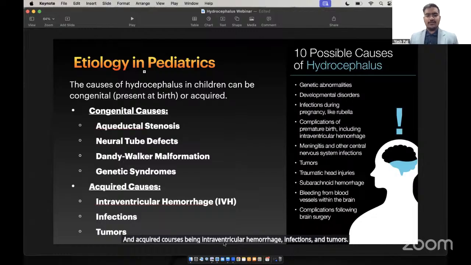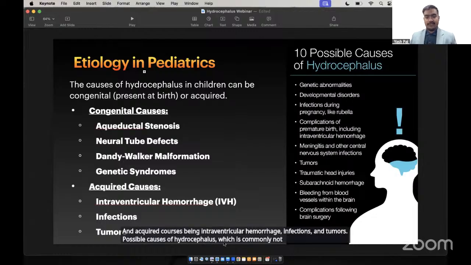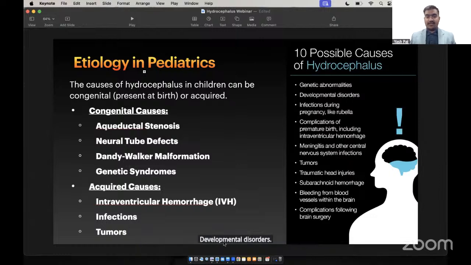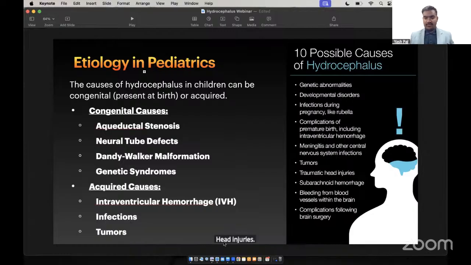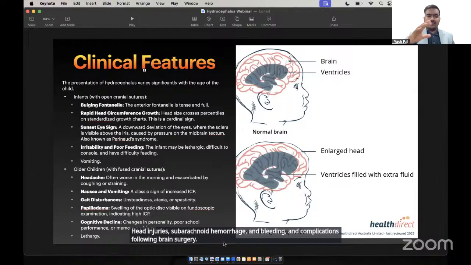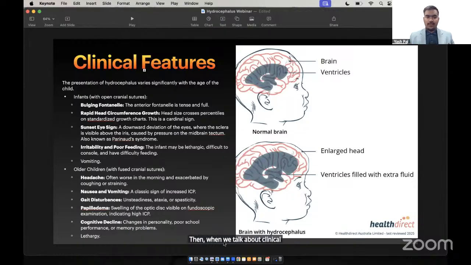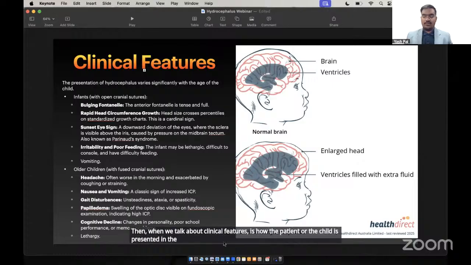Possible causes of hydrocephalus which are commonly noted are genetic abnormalities, developmental disorders, infections during pregnancy like rubella, complications of premature birth including intraventricular hemorrhage, meningitis, tumors, head injuries, subarachnoid hemorrhage and bleeding, and complications following brain surgery.